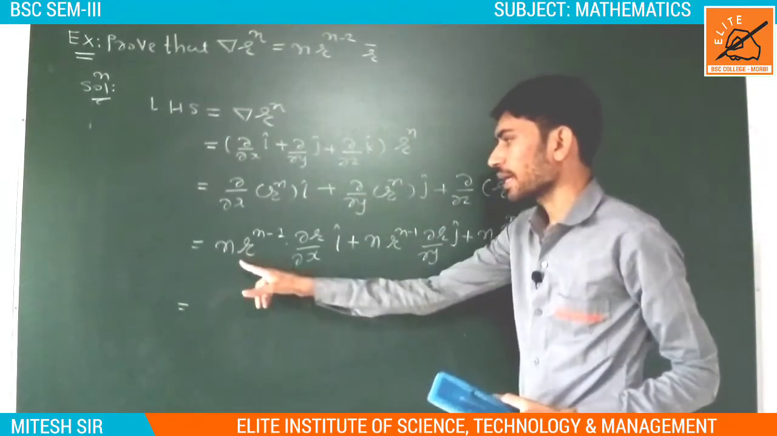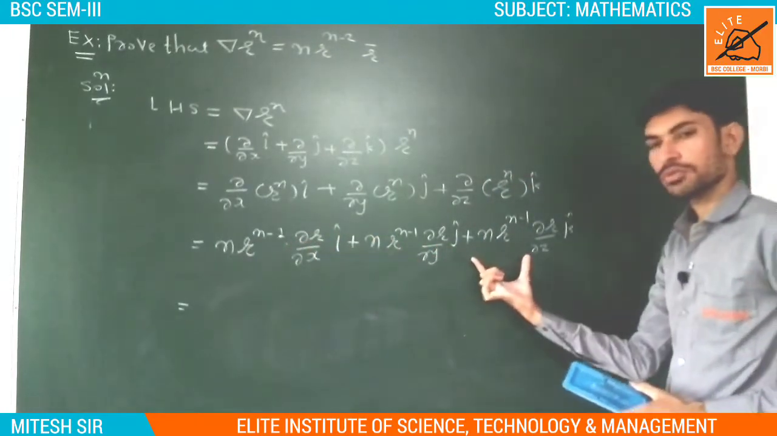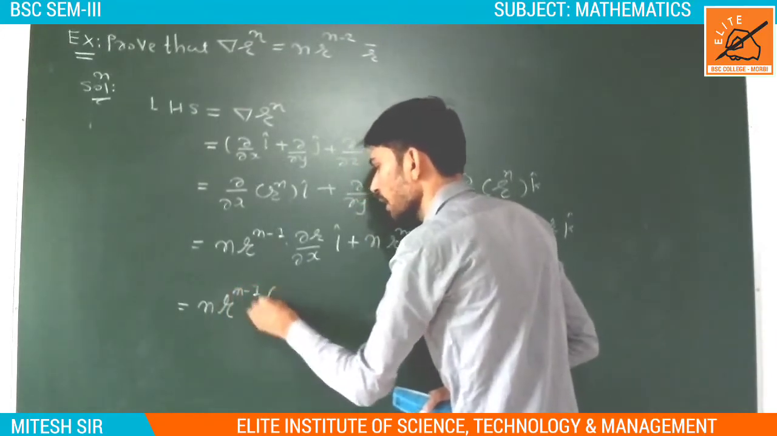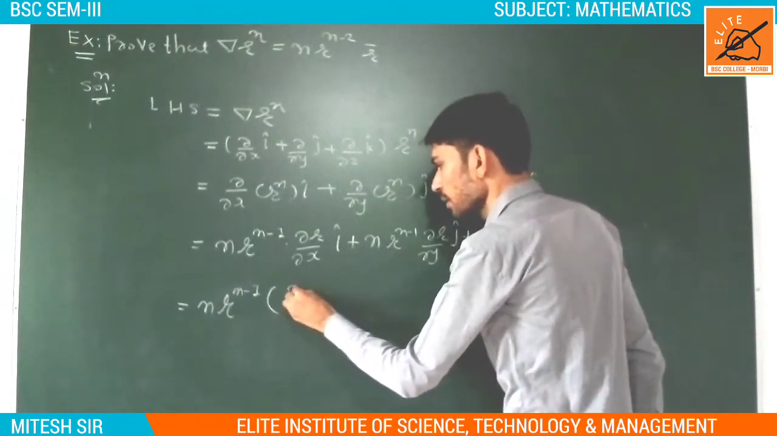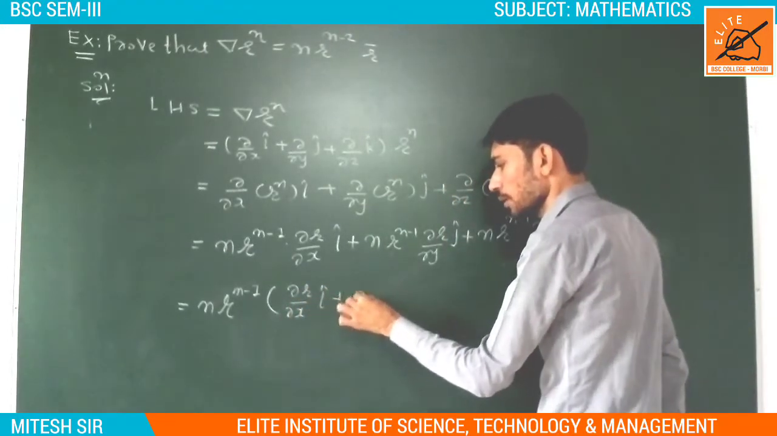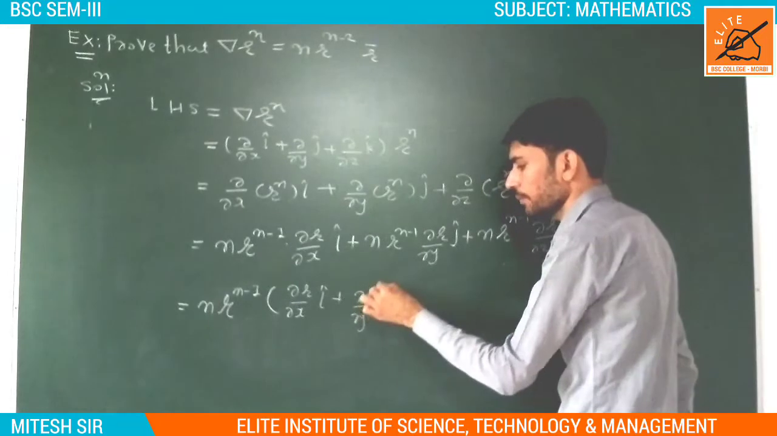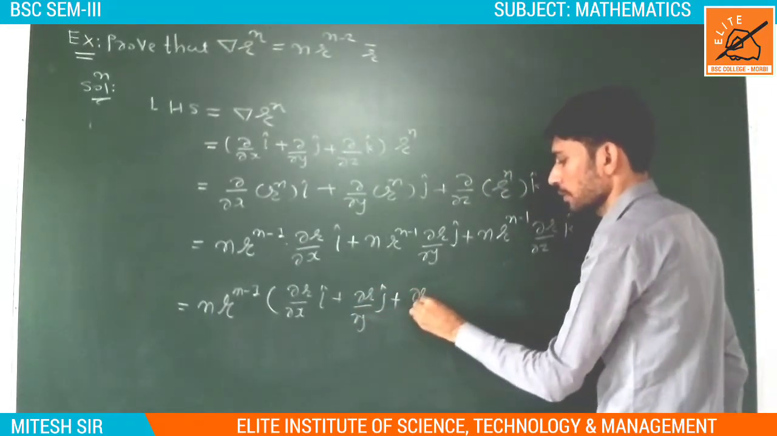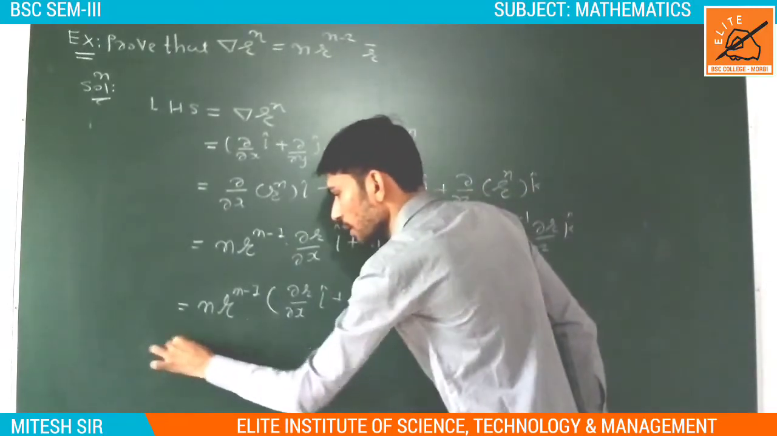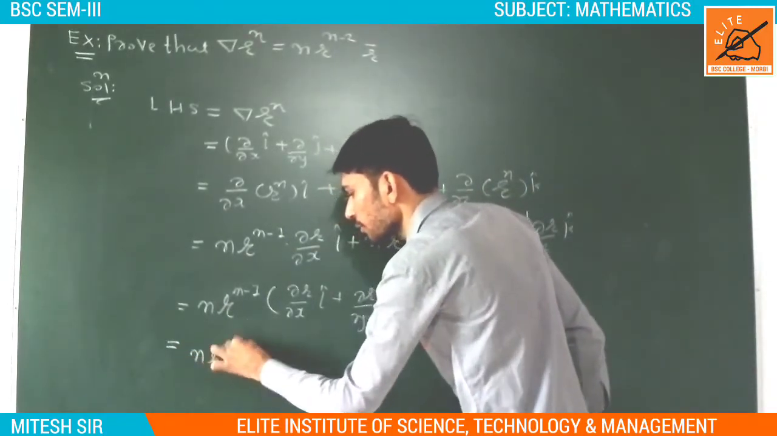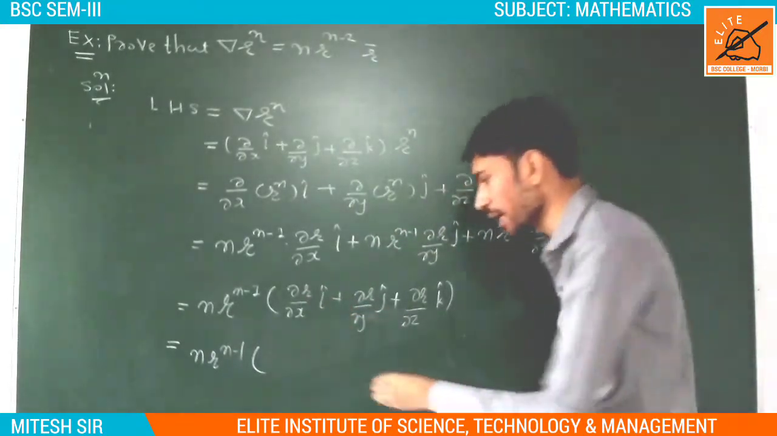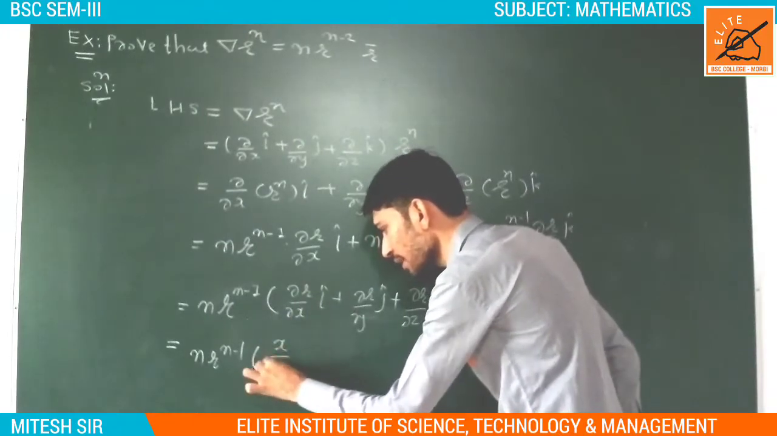Now see, n r raised to n minus 1 is the common term, so take it outside of all these terms. Here remain del r by del x i cap plus del r by del y j cap plus del r by del z into k cap, which is equal to n r raised to n minus 1. We already found all these values. Del r by del x we got as x by r. So the value of del r by del x is x by r.